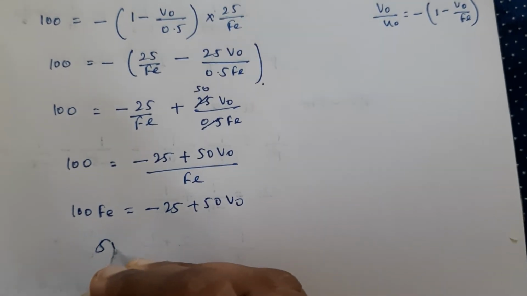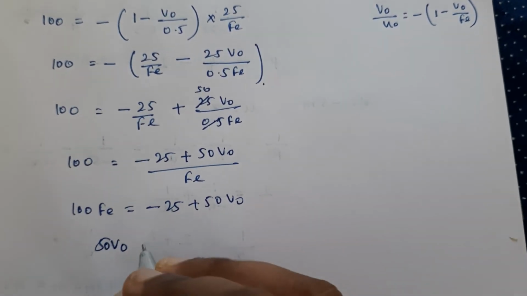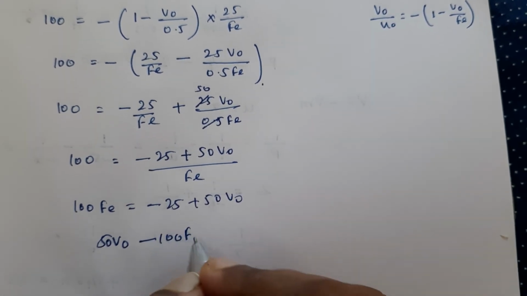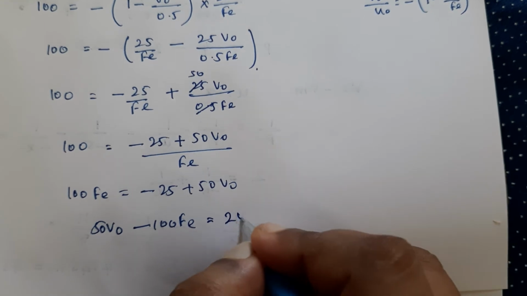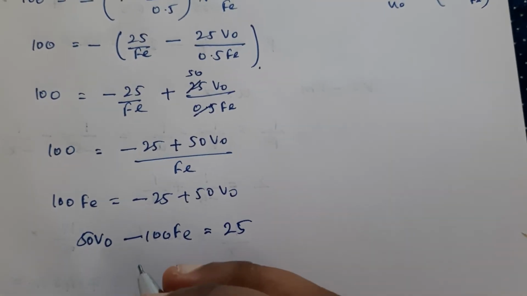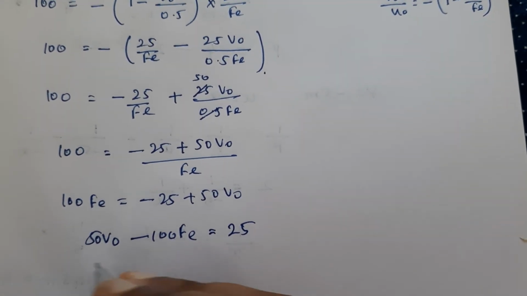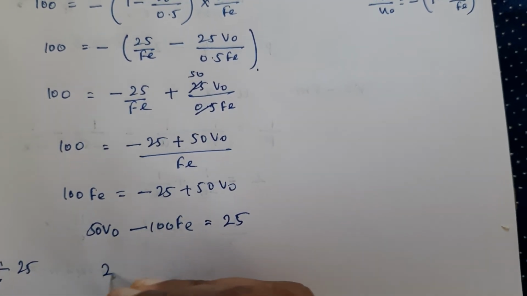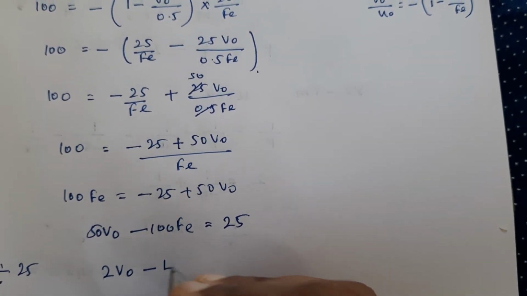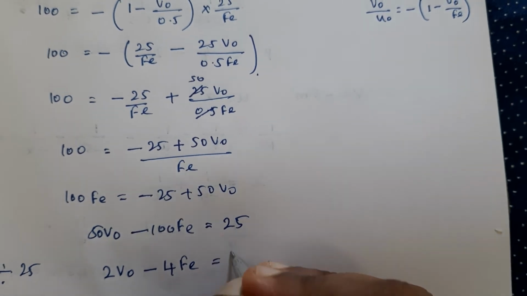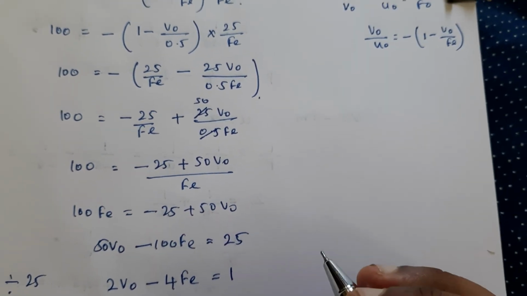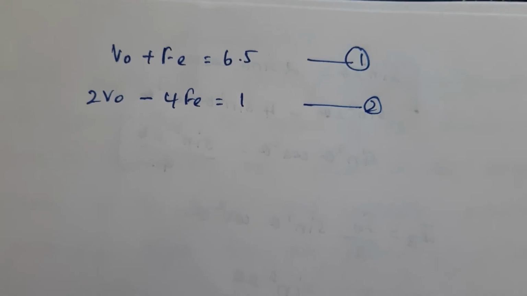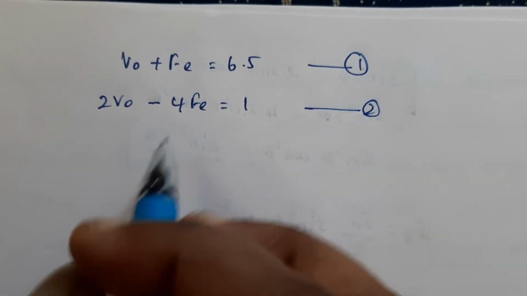So 50 V0 minus 100 Fe is equal to 25. Dividing by 25, I will get 2 V0 minus 4 Fe is equal to 1. This I am going to take as equation 2. Now these are the two equations we have.